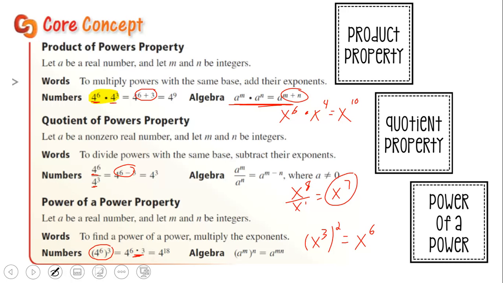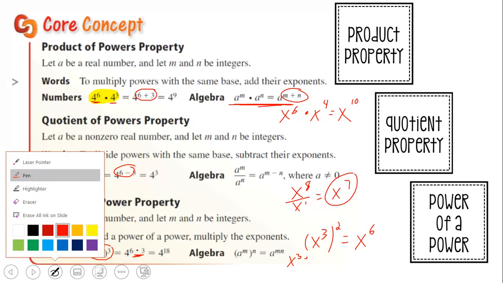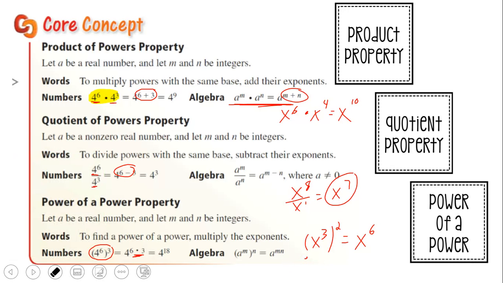Why do we do that? Because x cubed squared is really x cubed, x cubed is really x times x times x, and we're doing it a second time. So we're squaring it. X times x times x. Well, what am I left with? I'm left with 6 x's, x to the 6th power. Okay, so that's where this is coming from.